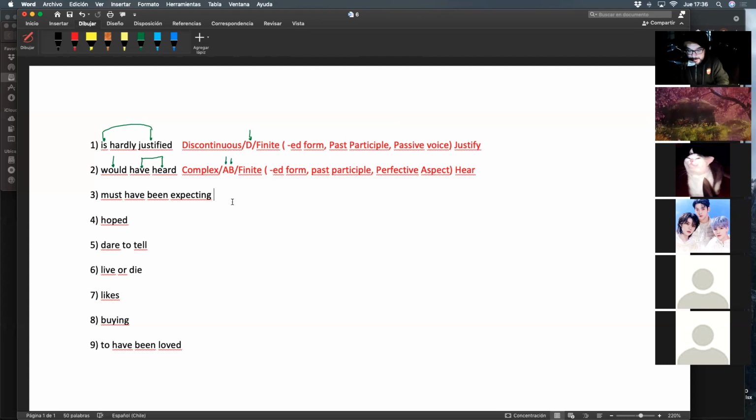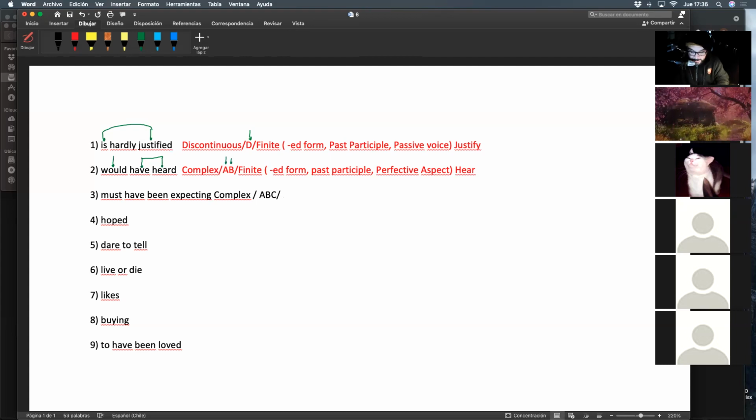Must have been expecting es complex, ¿cierto? Porque tiene un modal. Have been, ahí está un perfecto. Been expecting, ahí hay un progresivo. Y eso es todo lo que tiene. ¿Queda claro por qué pongo ABC o no? Sí, profe. Ya, perfecto. Ahora vamos con finite o non-finite.